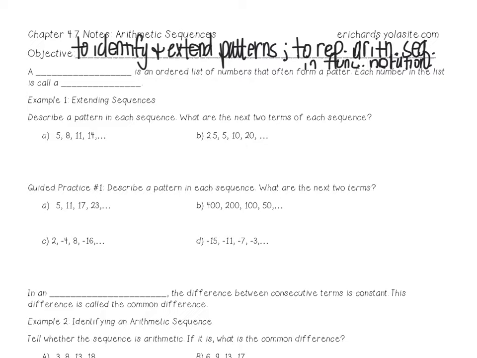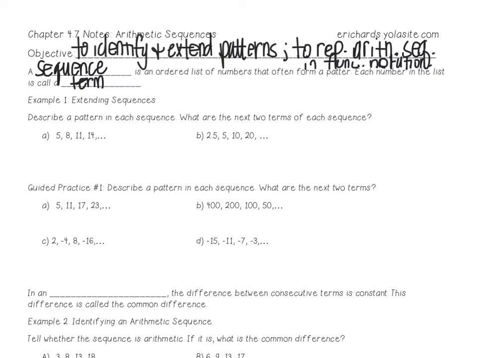A sequence is an ordered list of numbers that often form a pattern. Each number in the list is called a term. That's your vocabulary for the lesson. A sequence is an ordered list of numbers that often form a pattern, and each number in the list is called a term. Example 1, extending sequences.